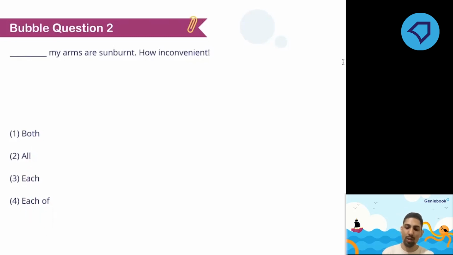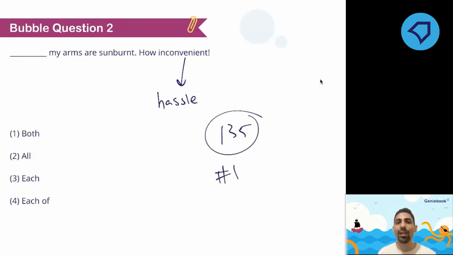Okay, if you are not sure what inconvenience is, there is hassle. It's a hassle. It's the opposite of convenient. Okie dokie, 135. First high score of the day. Well done.